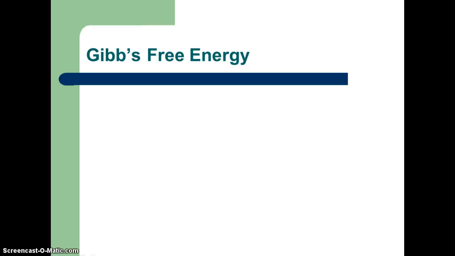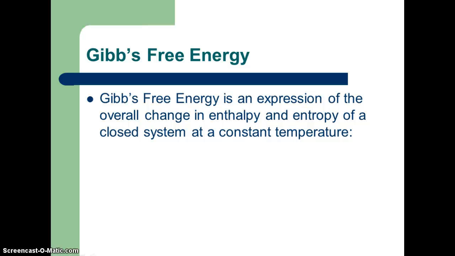We refer to this as Gibbs free energy, or sometimes just Gibbs energy. It's an expression of the overall change in enthalpy and entropy of a closed system at a constant temperature. A closed system means one where we're monitoring everything going on within the system. We have a formula that we can use to determine this. Delta G, that's for the change in Gibbs free energy, is equal to delta H, the change in enthalpy, minus temperature times the change in entropy.